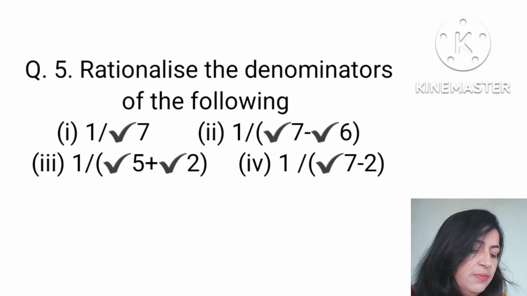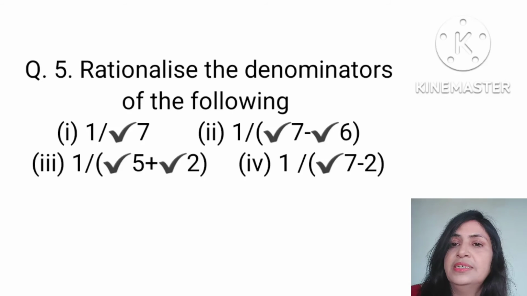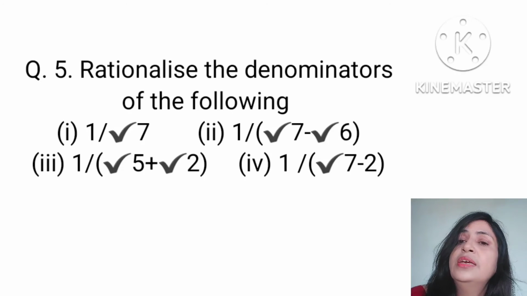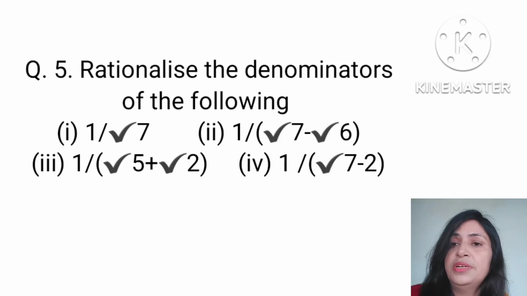Now the second is 1 by (root 7 minus root 6). Here we multiply by (root 7 plus root 6) over (root 7 plus root 6), and then we get a square minus b square. 7 minus 6 is 1, and root 7 plus root 6. Next, 1 by (root 5 plus 2). Here we multiply numerator and denominator by (root 5 minus 2). Then we get (root 5 minus 2) by 1.